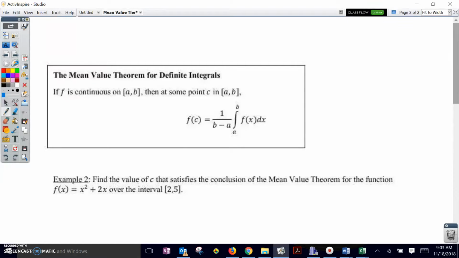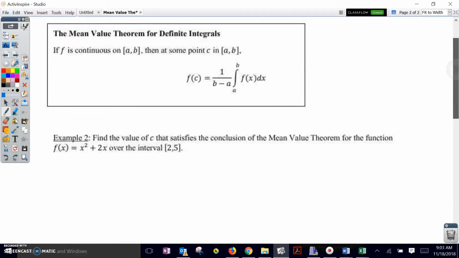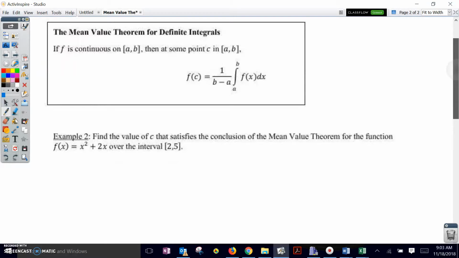Find the value of c that satisfies the conclusion of the mean value theorem for the function f of x equals x squared plus 2x over the interval from 2 to 5. And so the value of c that satisfies this conclusion means that f of c has to be equal to the average value, 1 over b minus a, so 1 over 5 minus 2, times the integral from 2 to 5 of f of x.